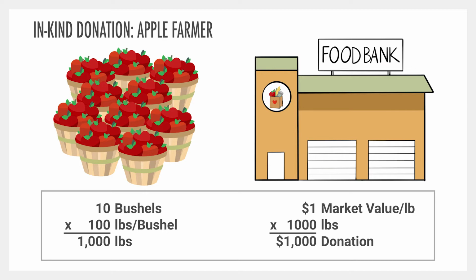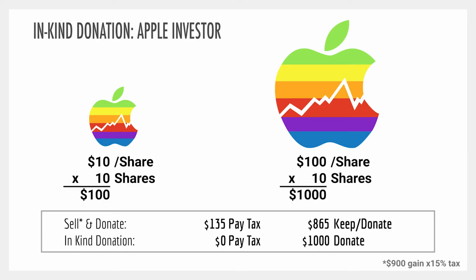So as this farmer donated it to the food coalition, he was able to write off $1,000 as an itemized deduction on his tax returns. This is a great example of an in-kind donation from a tangible good. Let's continue on to the second type of an in-kind donation, which is an appreciated asset.